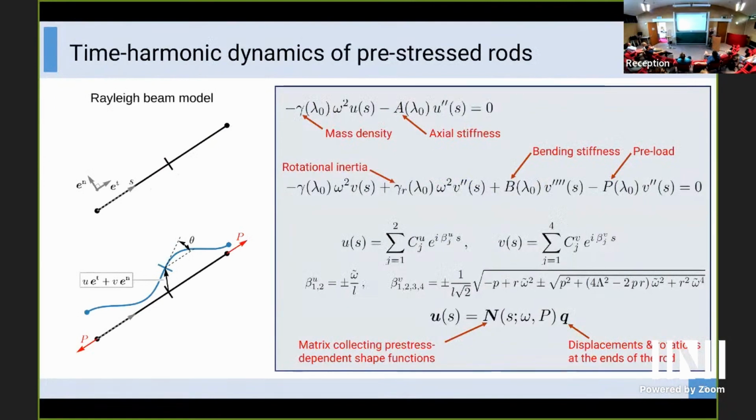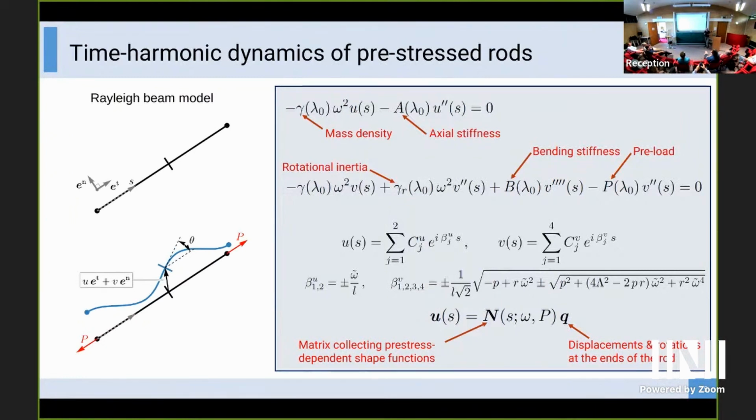So for this, we need to formulate the governing equation for the lattice. So we need the time harmonic dynamics of prestressed rods. And here we use the Rayleigh beam model, which is the standard Euler-Bernoulli model enhanced with a rotational inertia. And according to the incremental theory of nonlinear elasticity, these are the linearized equations around a prestressed configuration. So the beam is axially prestressed, and then we superimpose these incremental deformations. The first equation is governing axial waves, and the second equation is governing flexural waves.